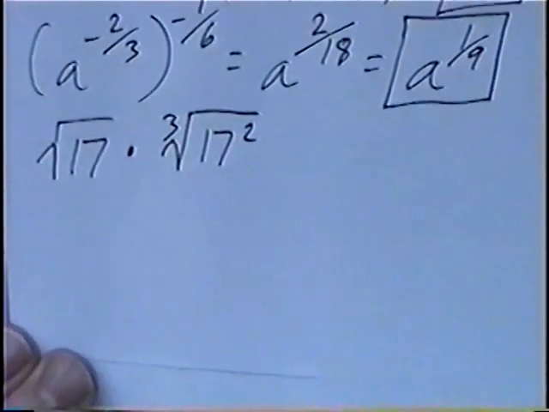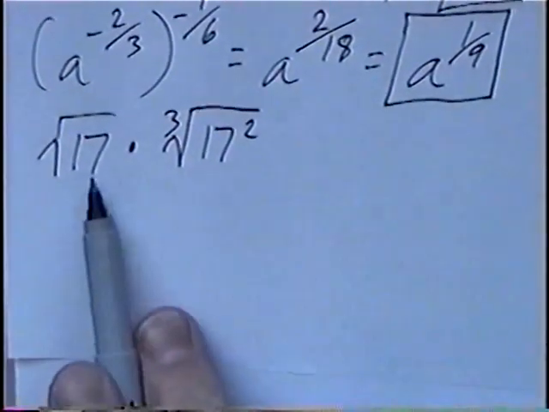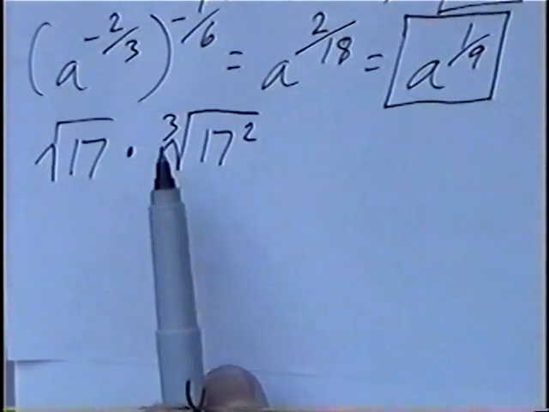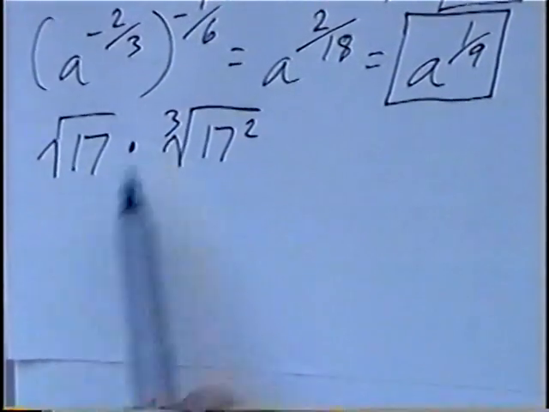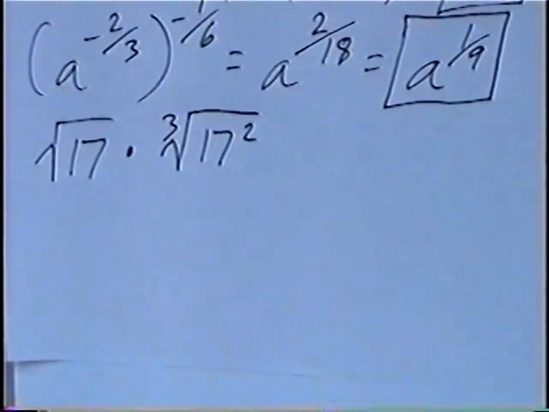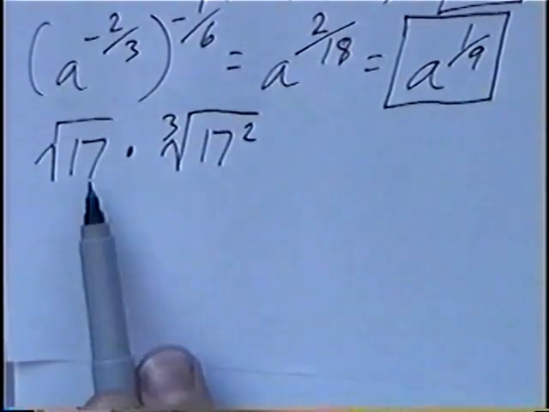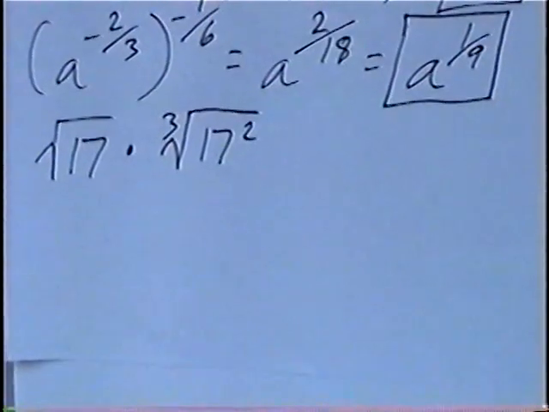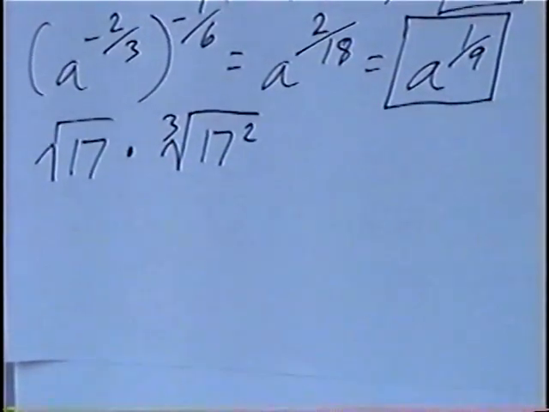Simplifying from here, if we have two radicals, we can multiply the radicals if they're the same root. This is a square root times a cube root. Since they're different root numbers, we cannot multiply them straight together. But what we can do is change each of these into exponential form, and with the same base we can combine.